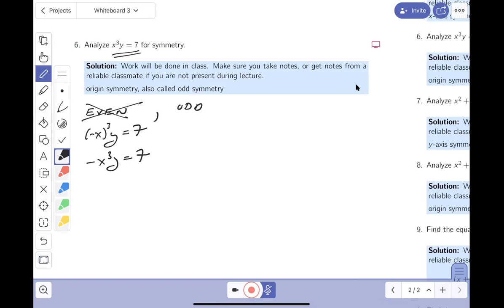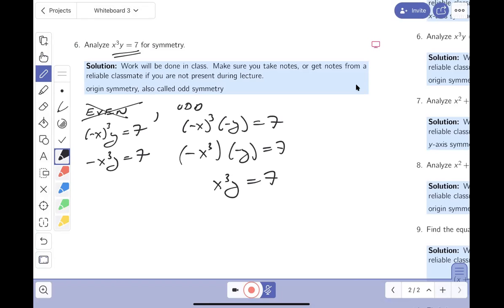Let's do odd or origin symmetry. How do you do that? Well, you have to replace x by minus x and y by minus y to see if you get the same equation. Let's do that. What do you get here? Minus x cubed, and you get minus y. What do you get if you multiply that out? You get x cubed y is equal to 7. Do you get the same equation? Yes, it's a resounding yes, it's odd.